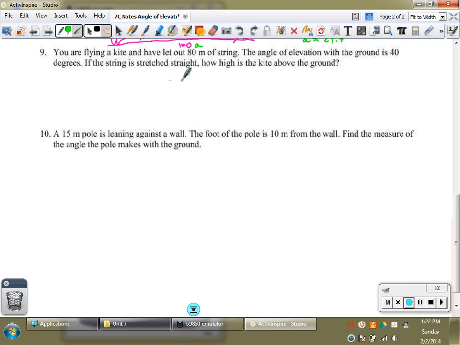You are flying a kite and have let out 100 meters of string. So here you are. Here's your kite. And there's 80 meters of string. The angle of elevation with the ground is 40 degrees. If the string is stretched straight, how high is the kite above the ground? So the height there, and this is 40.